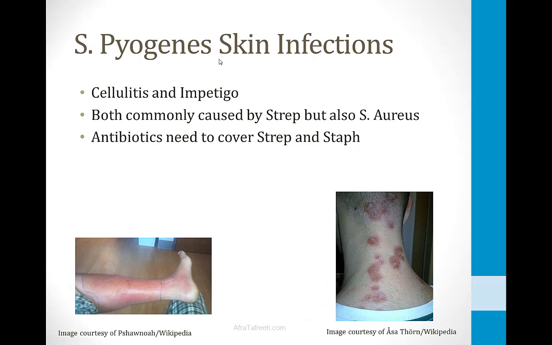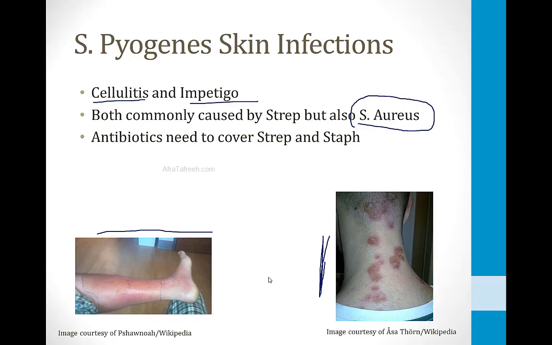Strep pyogenes can cause two important skin infections, cellulitis and impetigo. So cellulitis, it looks like this. It's usually an extending red infection of the subcutaneous tissue. And then impetigo looks like this over here on the right. It's described as honey-colored crusted lesions. Both are commonly caused by strep, but they can also be caused by Staph aureus, and I talk about this in the module on staph. So when you're choosing antibiotics to treat both of these infections, you need to pick an antibiotic that covers strep and staph in order to make sure that if Staph aureus is present, it gets treated.